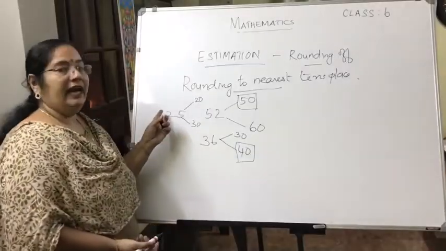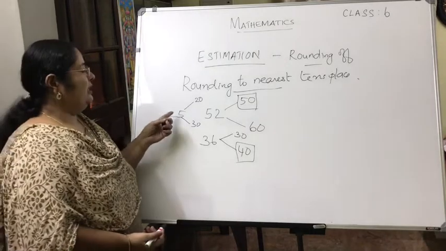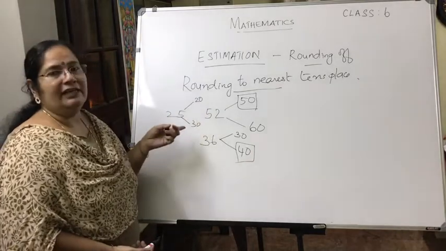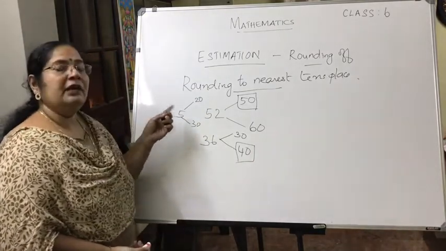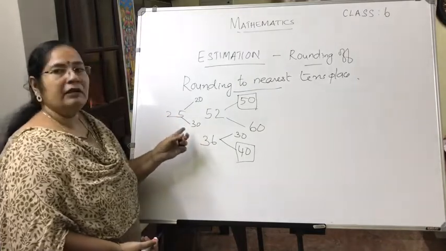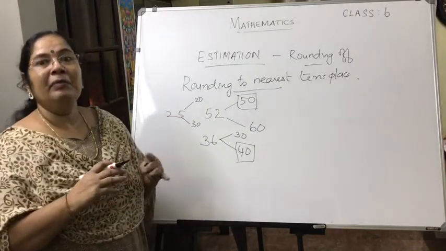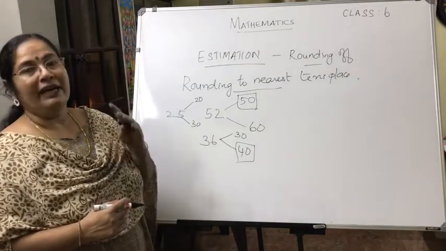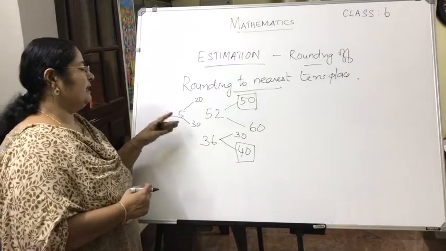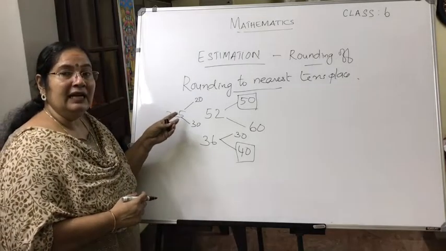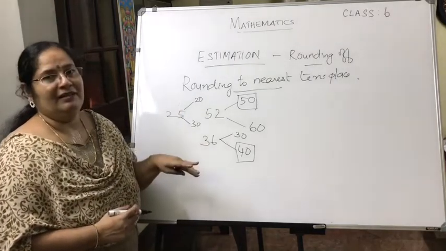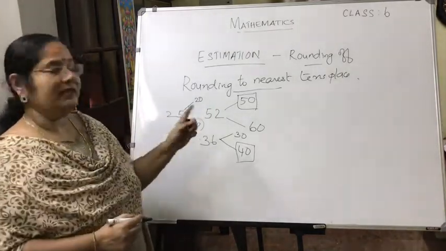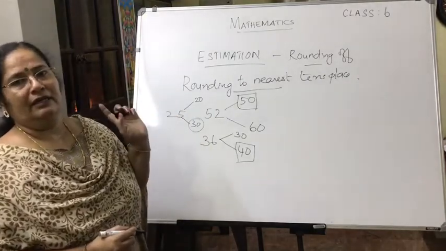Now suppose we have 25. 25 comes between which two multiples of 10? 20 and 30. 25 is nearer to which? Is it nearer to 20 or nearer to 30? It is coming in the middle. So, to which place will we round it? By convention, you will always round the one which is coming in the middle to the higher number. So, 25 will be rounded to 30. If you are asked to round to the nearest tens place, 25 will be rounded to 30.